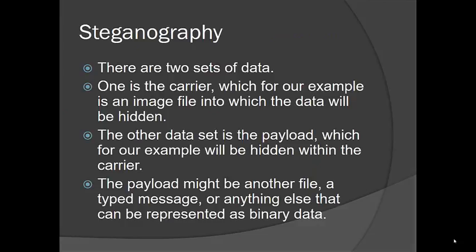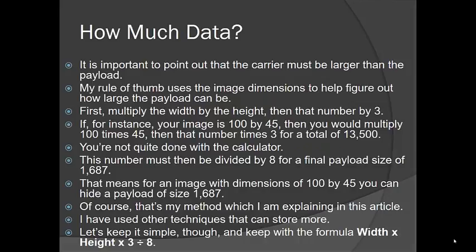So remember, there are two sets of data. One is the carrier, which for our example is an image file into which the data will be hidden. The other data set is the payload, which for our example will be hidden within the carrier. The payload might be another file, a typed message, or anything else that can be represented as binary data. It's important to point out that the carrier data must be larger than the payload.